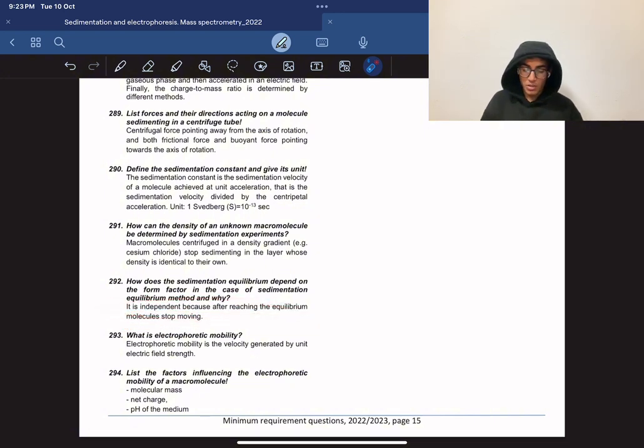One line answer, guys, come on. Electrophoretic mobility is the velocity generated by unit electric field strength. I hope you understand this one. List the factors affecting the electrophoretic mobility of a macromolecule.